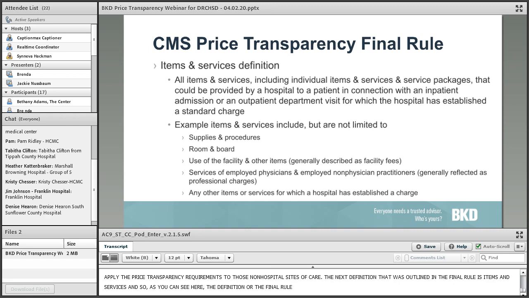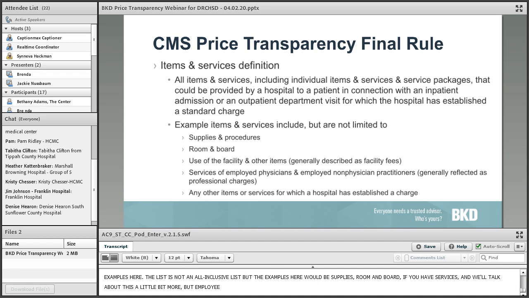The next definition that was outlined in the final rule is items and services. As you can see here, the final rule says all items and services, and this includes individual items and services and this concept of service packages that could be provided in a hospital to a patient, in connection with both inpatient admissions or outpatient department visits, and for which the hospital has an established charge. There are some examples here, though this is not an all-inclusive list: supplies, room and board.